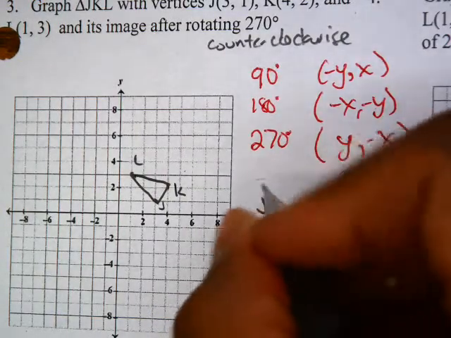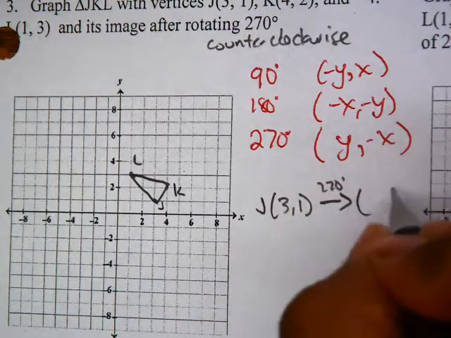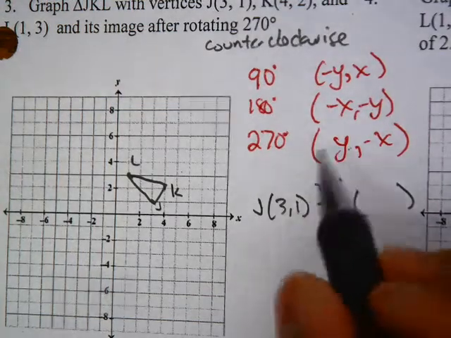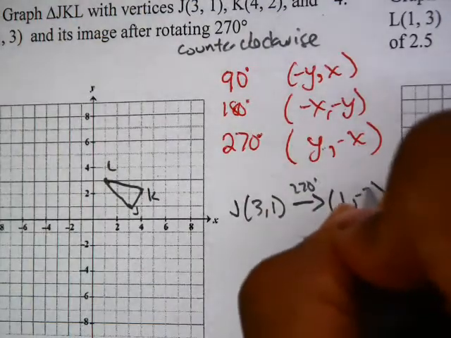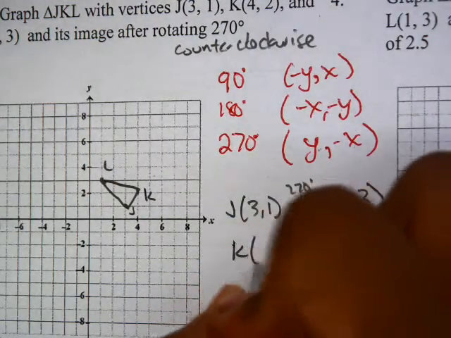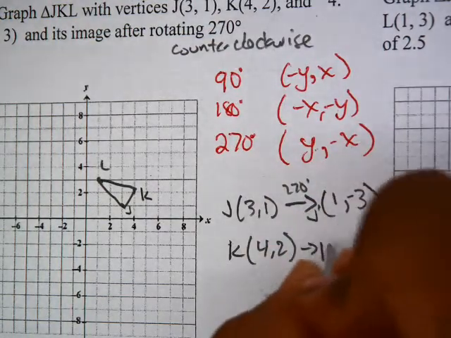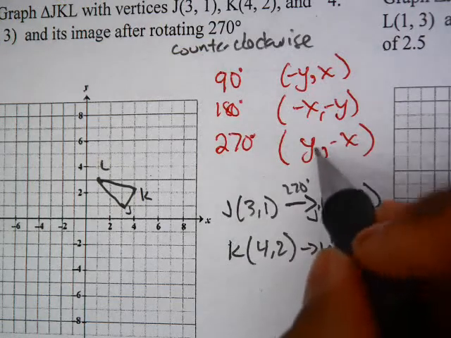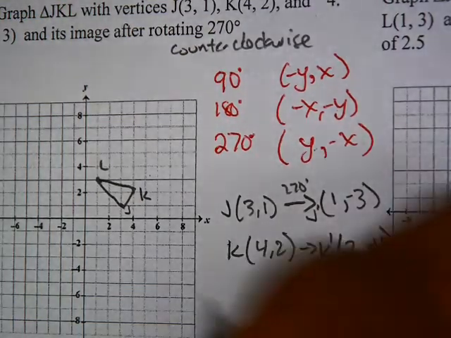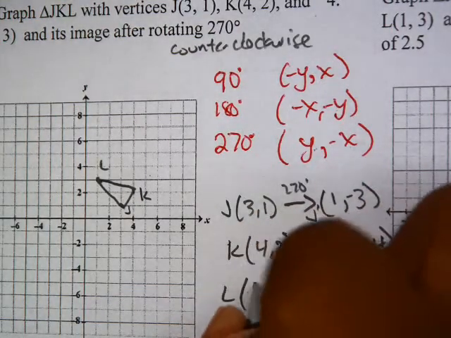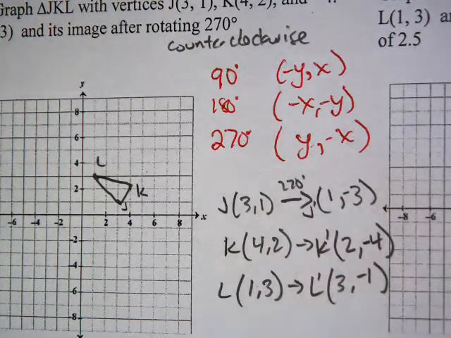So J is at (3, 1). If I apply this 270 degree rotation to it, it means I take the y value, write it first, and I take the opposite of the x value, write it second. So that becomes (1, negative 3). K currently is at (4, 2). Sorry, this is J prime. K prime would be at, again, take the y value, write it first, 2, take the x value, write it second, and change the sign, negative 4. And L is currently at (1, 3), so L prime would be at (3, negative 1).